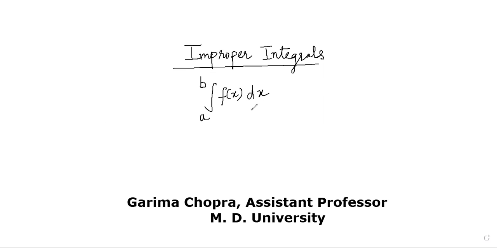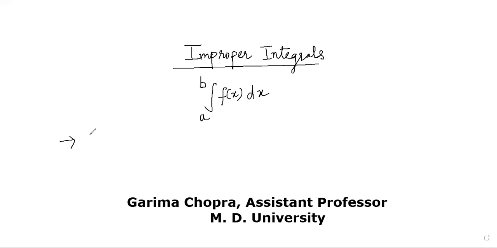Now, if this function f(x), the integrand, is unbounded in this closed interval [a, b], then we call this integral an improper integral. So this is one kind of improper integral, the first one which we have discussed here.